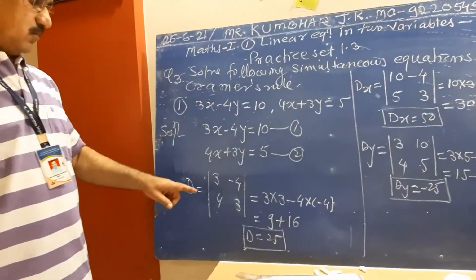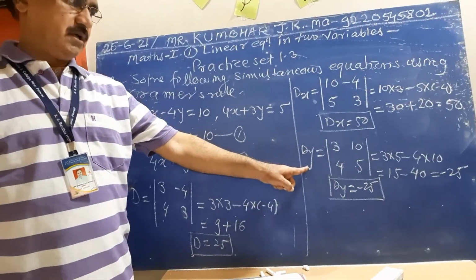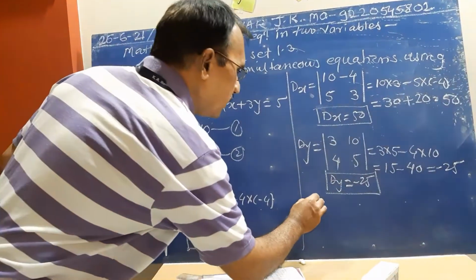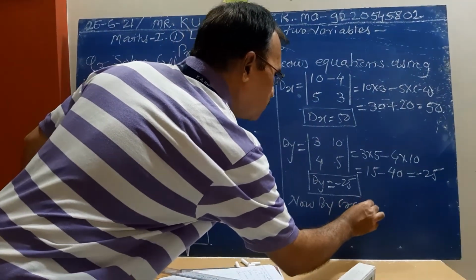Okay, here we found D, Dx and Dy. Now here we have to mention, now by Cramer's rule.